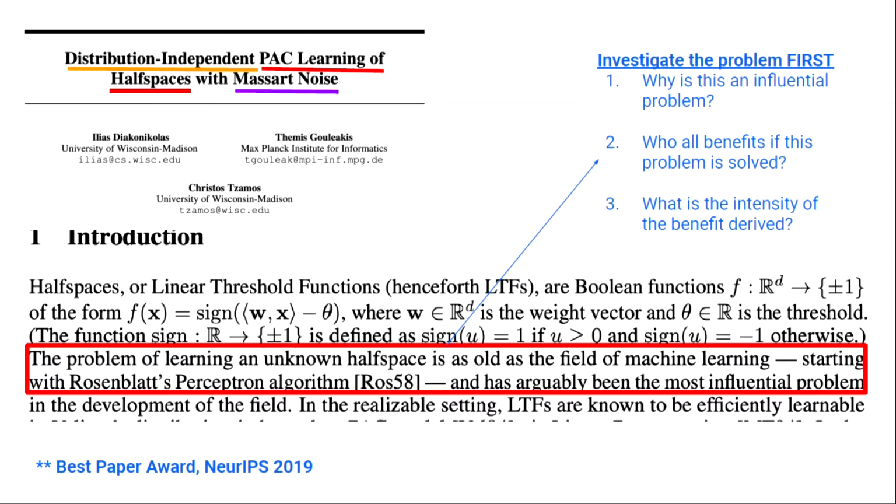What is the problem over here? It's marked in red. The problem is PAC learning of half spaces, right? But then there is a constraint to it, and the constraint is what? Distribution independence. So it has to be solved without having a prior of what is the distribution of that half space, right? And then there's an additional constraint to it. That half space has a particular kind of noise, which is called Massart noise, right? So that is what this paper is trying to solve.